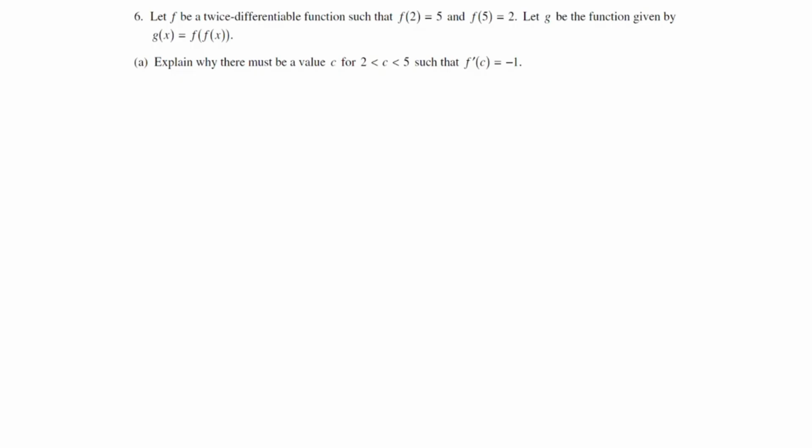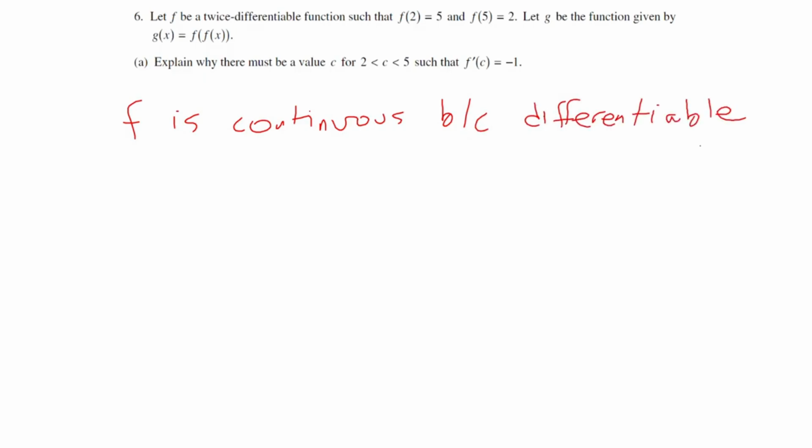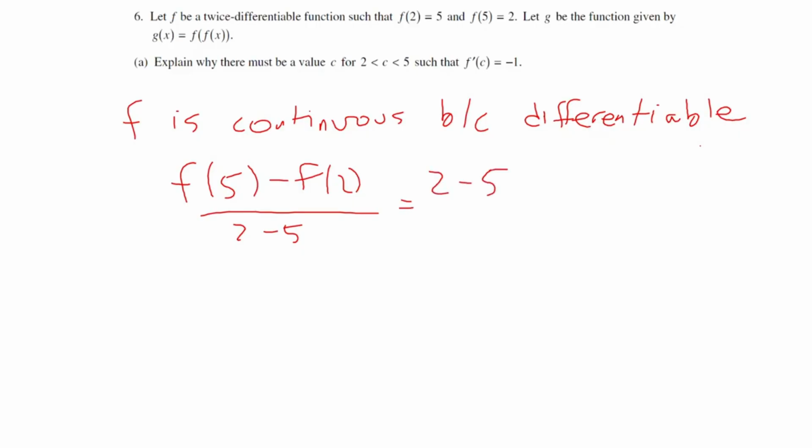Well, if we're talking about the derivative of f and we're just given values of f, the mean value theorem is what makes sense, right? We can say that f is continuous because it's differentiable. And we know that the value of f of 5 minus f of 2 over 5 minus 2, the average rate of change, which is f of 5 is 2 and f of 2 is 5. So it's 2 minus 5 over positive 3. So -3 over 3 gives us -1.